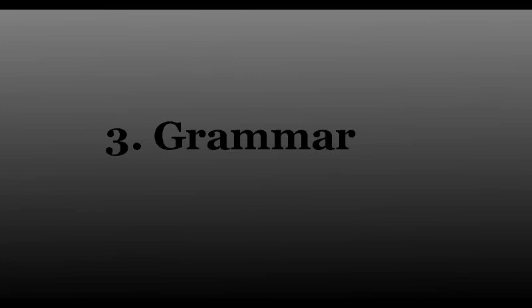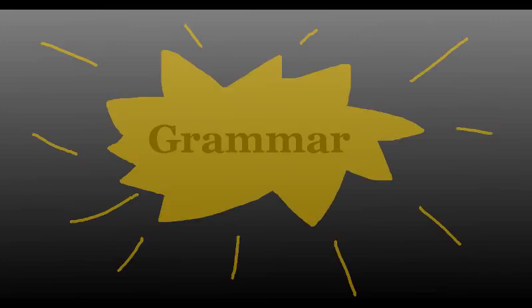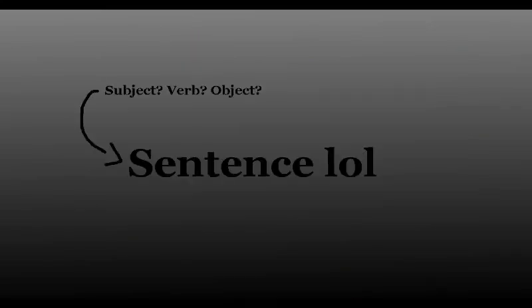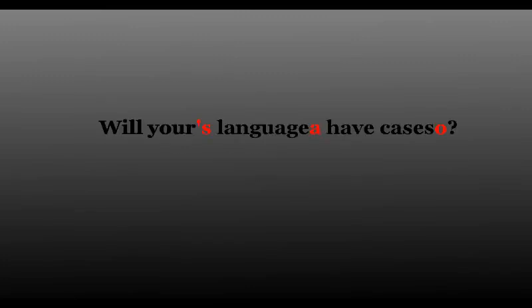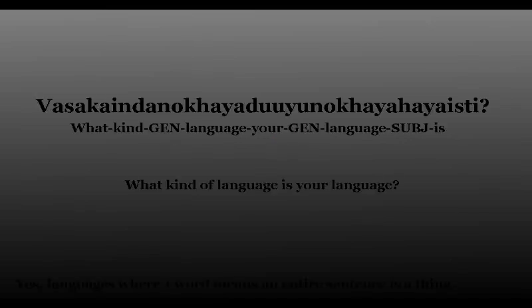Number 3, grammar. Grammar, I think, is one of the most important parts of making a language. So, how will your language function? What will the word order be? Will the subject, verb, or object come first in a sentence? What cases will your language have, which are essentially these things that tell a word what role it plays in a sentence? Will your language not have articles, so words like "a" and "the" wouldn't exist? What kind of language will your language be? These decisions are completely up to you.